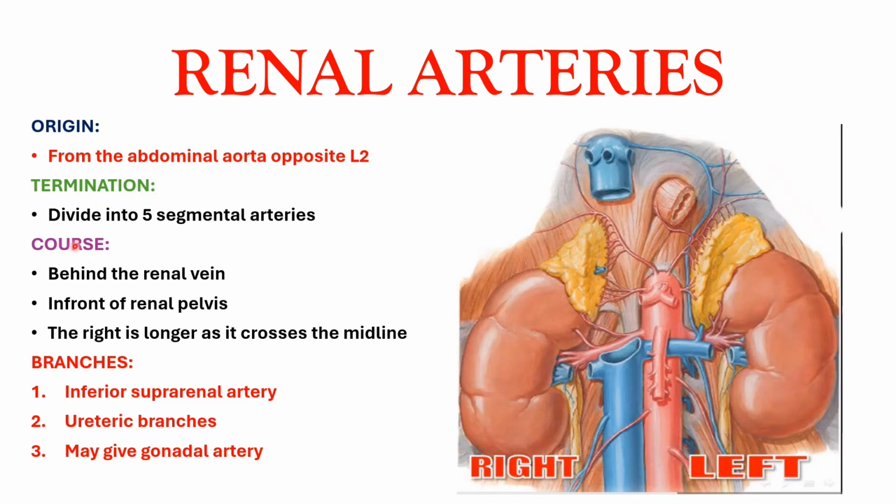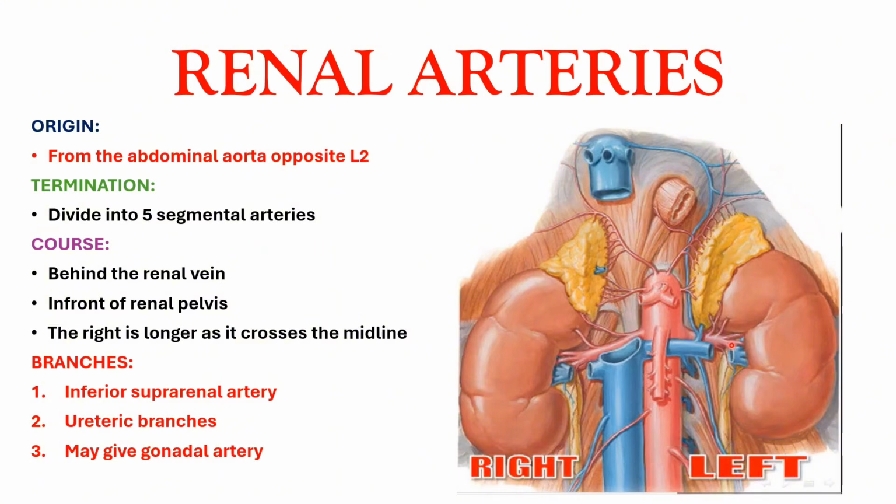This is the abdominal aorta. This is the vena cava. Okay, so this is the renal artery. This is the right renal artery. This is the left renal artery. Okay, so what's the origin of the renal artery? The renal artery comes from the abdominal aorta.